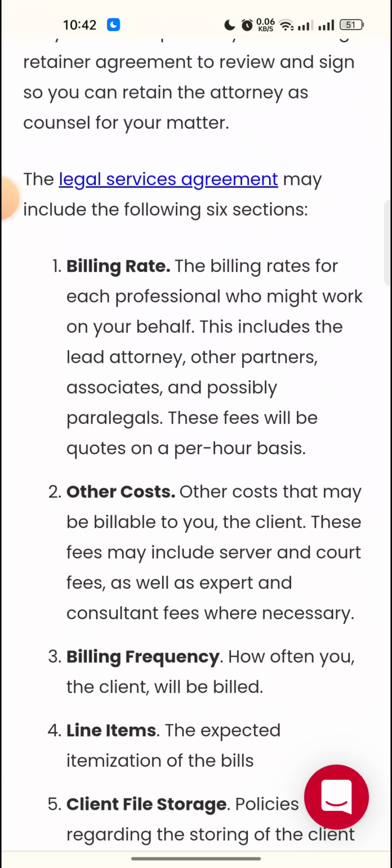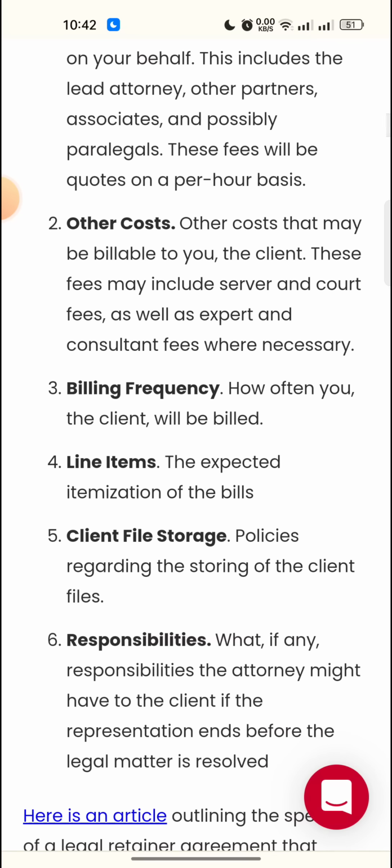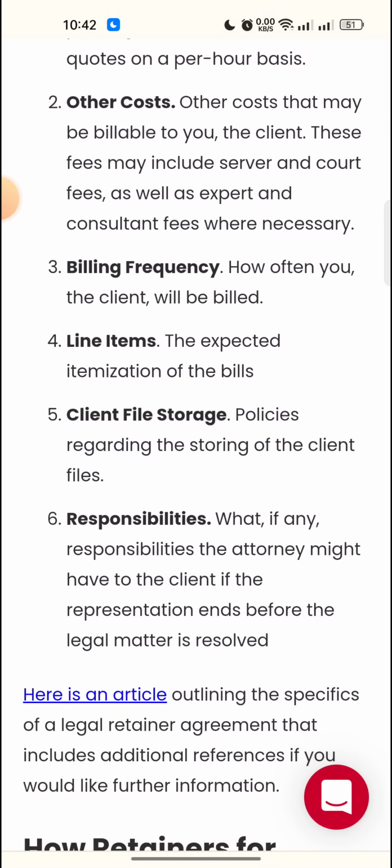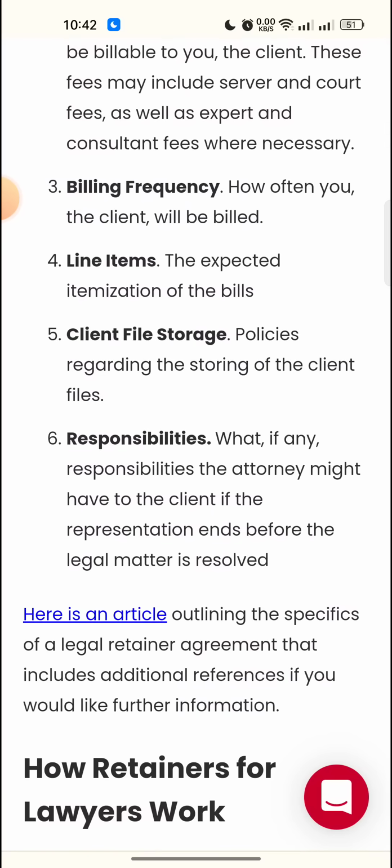Billing frequency: how often you, the client, will be billed. Line items: the expected itemization of bills. Client file storage: policies regarding the storing of the client file. Responsibility: what, if any, responsibility the attorney might have to the client in their representation before the legal matter is resolved. Here is an article outlining the specifics of the legal retainer agreement, including additional reference if you would like further information.